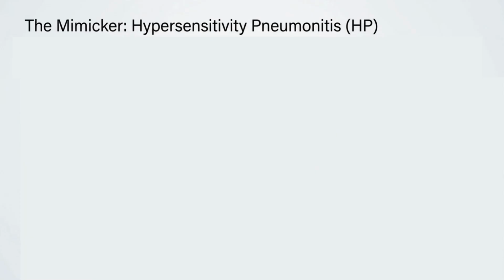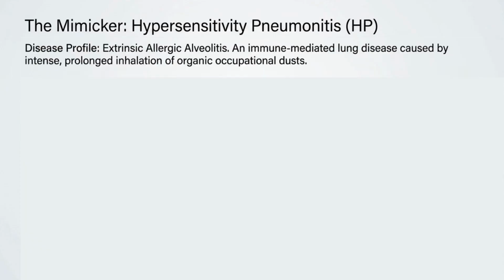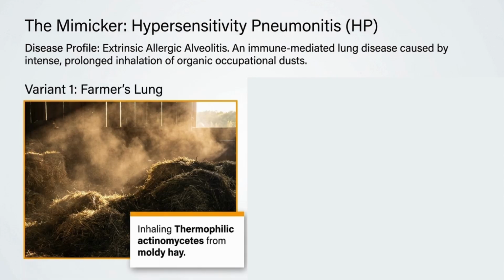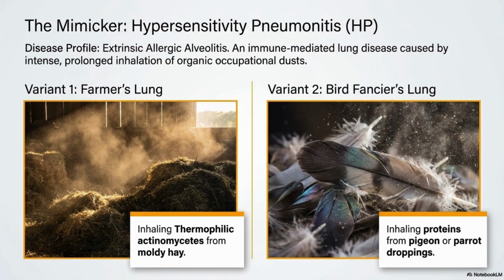Let's switch our focus to the mimicker, hypersensitivity pneumonitis, or HP. The disease profile is also known as extrinsic allergic alveolitis. It is an immune-mediated lung disease caused by the intense, prolonged inhalation of organic occupational dusts. Variant 1 is farmer's lung, which is caused by inhaling thermophilic actinomycetes from moldy hay. Variant 2 is bird fancier's lung, caused by inhaling proteins from pigeon or parrot droppings.